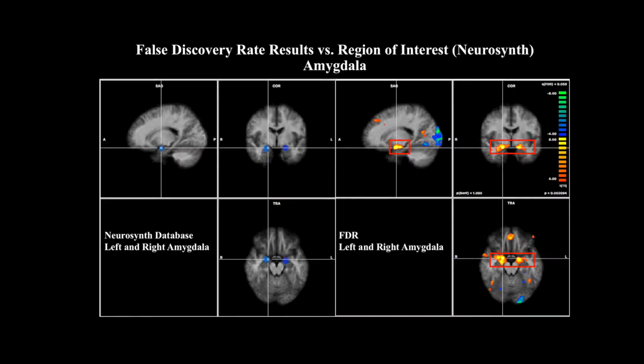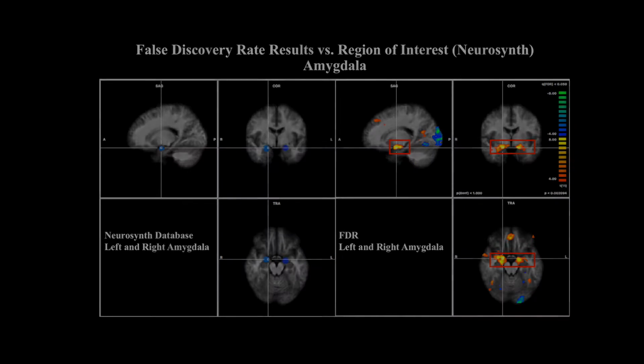Next, we'll be looking at the amygdala. So on the left, we have the Neurosynth database, and it indicates where the left and the right amygdala are located in the brain. On the right, we have the group analysis, which has been corrected using the false discovery rate. As you can see indicated in the red boxes, the left and the right amygdala do survive the correction.